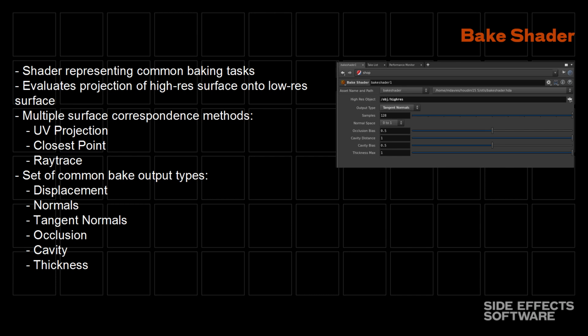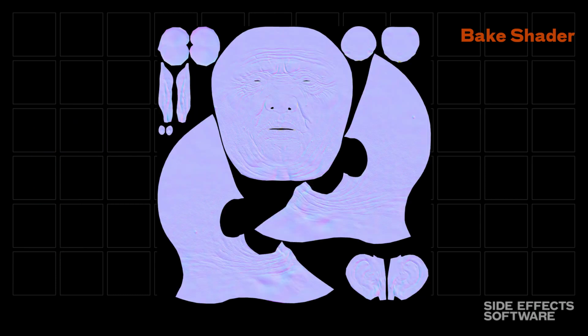The bake shader offers a set of common output types. We have displacement, which calculates the difference between the high-res and low-res mesh. We encode normals. We can encode the tangent normals, as we discussed. We have options for occlusion, cavity shading, and thickness. In terms of authoring PBR textures, this is important because often these feed as inputs to shading pipelines within the engine. So the bake shader gives us a good first look at some of the common baking operations that you want to do.